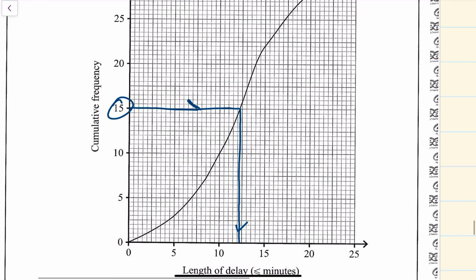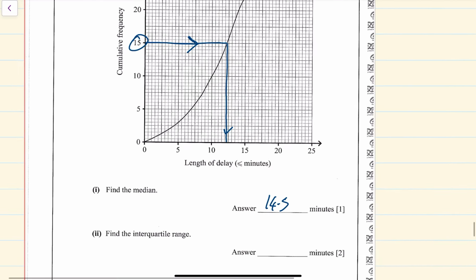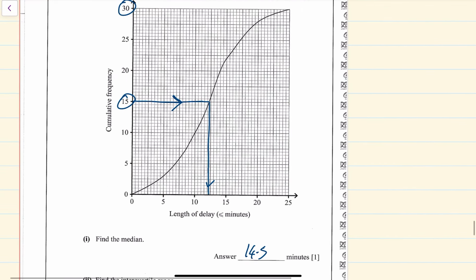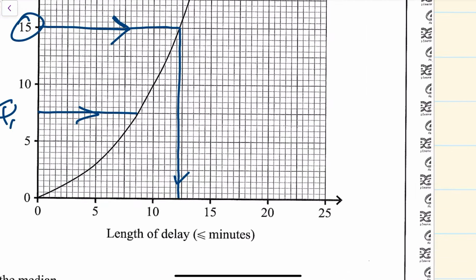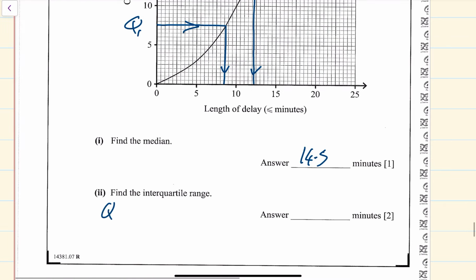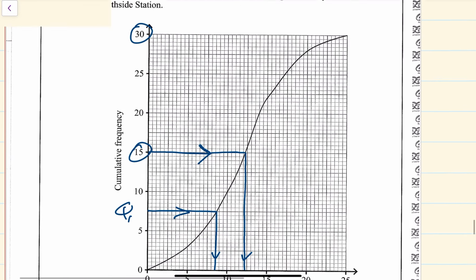Now notice I put arrows here showing the way I've gone, and I've used my graph. Find the interquartile range. So you're going to go across. To get the median, you went at 15. To get the lower quartile, you're going to go at 7.5, which is going to be here. That's going to be my Q1. That's pretty close, isn't it? I think that's just 7. So we'll say my Q1 is equal to 7.